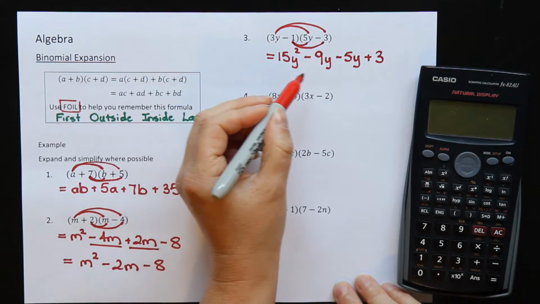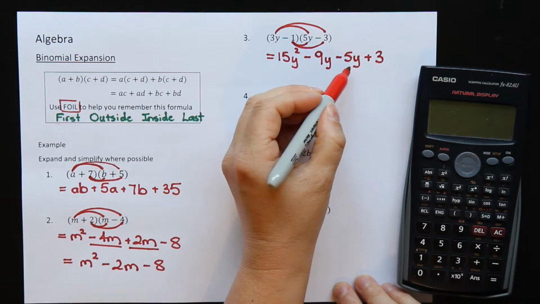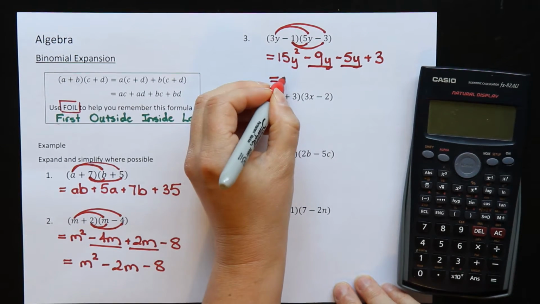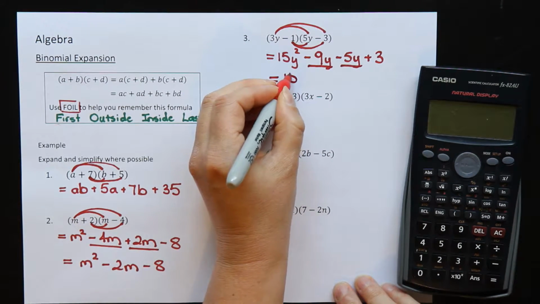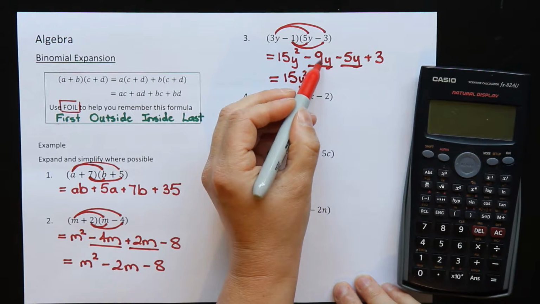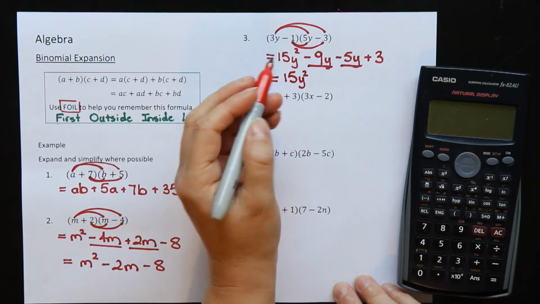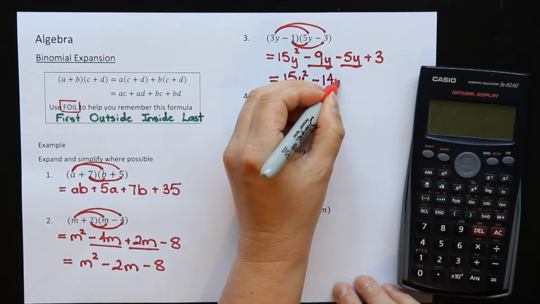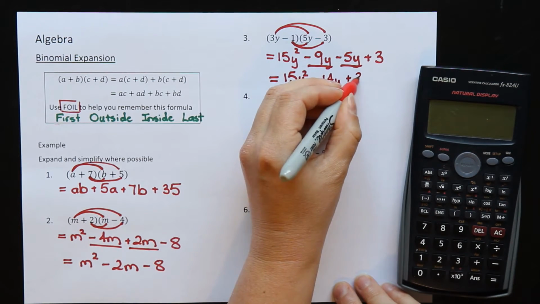Then we look for things we can simplify. The middle two terms again are like terms. And that is what will happen most of the time. Usually it will be the middle two that are like terms. So minus 9y minus another 5y means we go negative 14y, y plus 3 on the end.